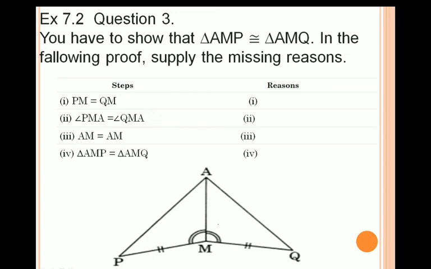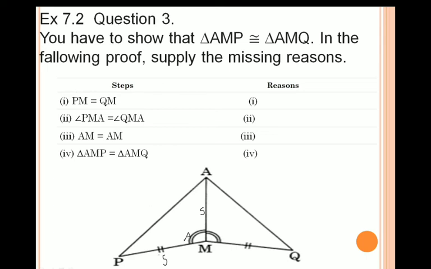AM is equal to AM. This is a common side to both triangles. And triangle AMP is congruent to triangle AMQ. So this is side, this is angle, and this is side. Which rule will apply? We can apply the SAS rule. But here we have to give the reasons.